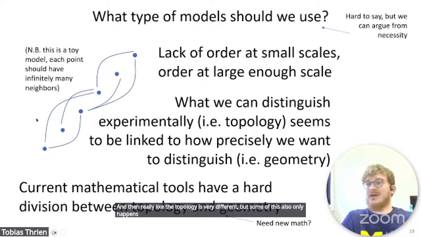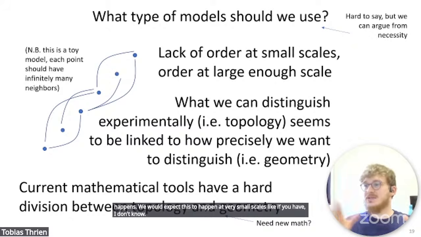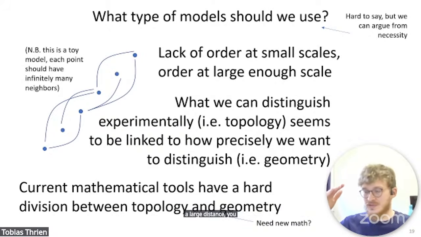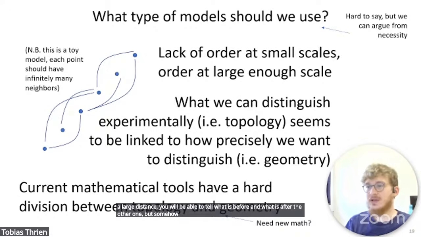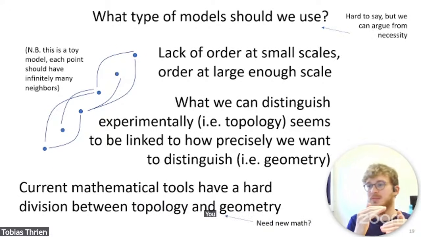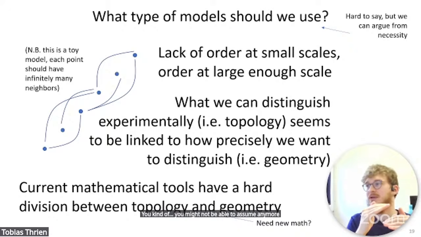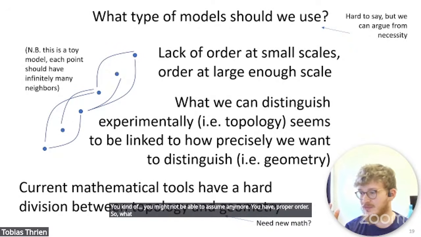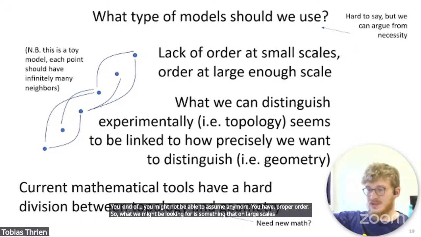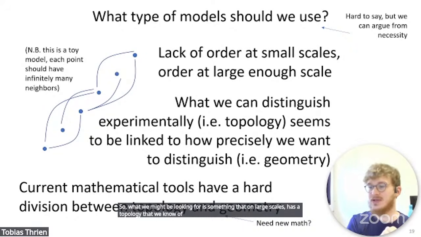But some of this also only happens, we would expect this to happen, at very small scales. Like if you have a large distance, you will be able to tell what is before and what is after the other one. But somehow, if you get very close, you might not be able to assume that you have proper order anymore. So what we might be looking for is something that on large scales has a topology that we know of the reals, but at small scales has a different topology.